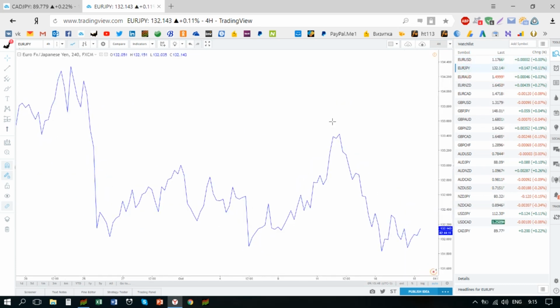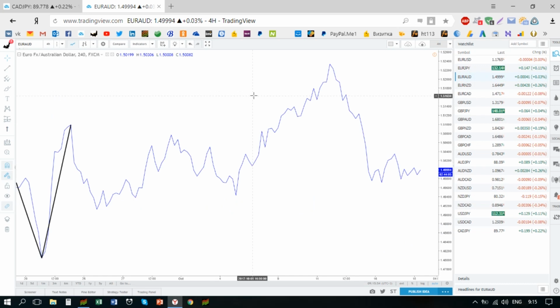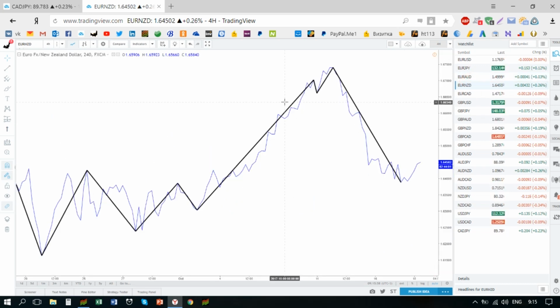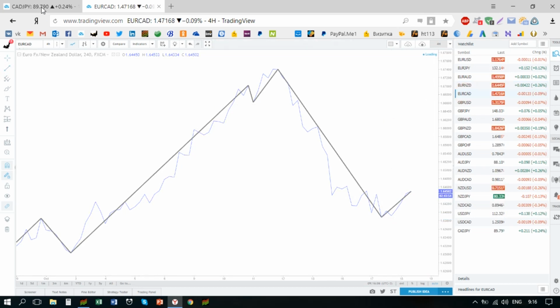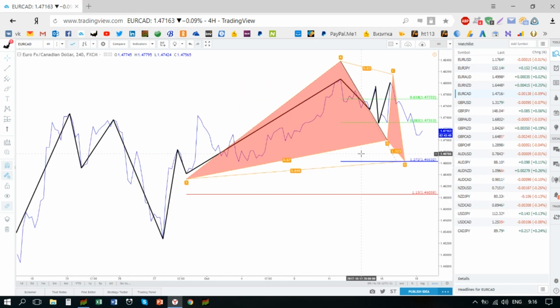Euro yen, loading lines, no changes. Euro Aussie, nothing. Euro New Zealand, one swing to the upside appeared. Okay. Euro Canadian, let me close this, broke lower. Euro Canadian, this is a potential godly advanced formation.